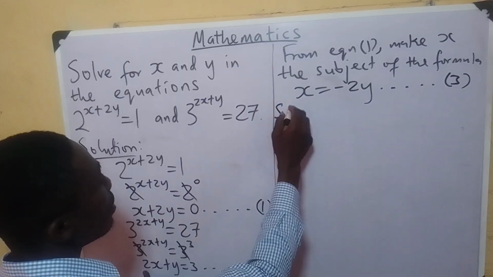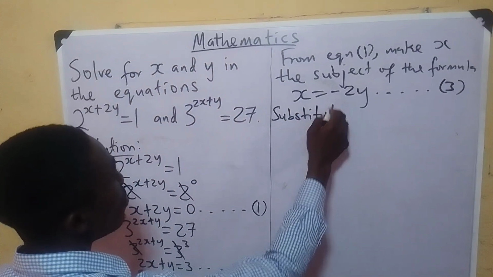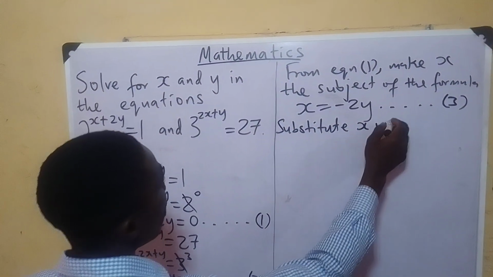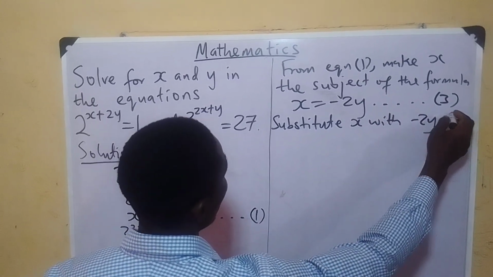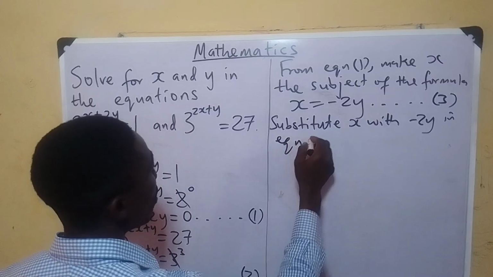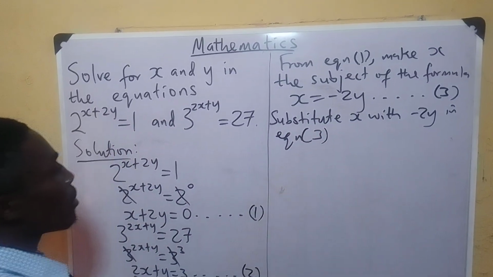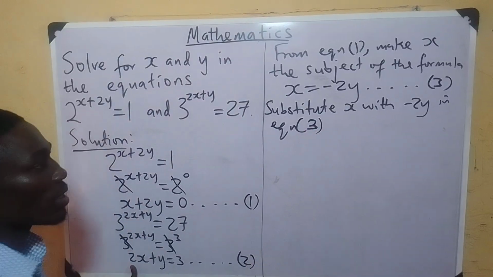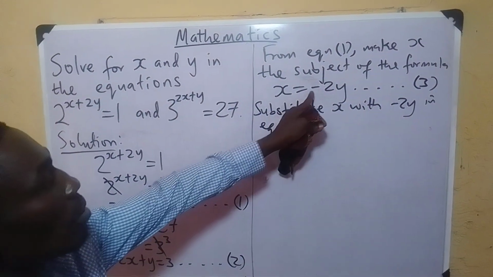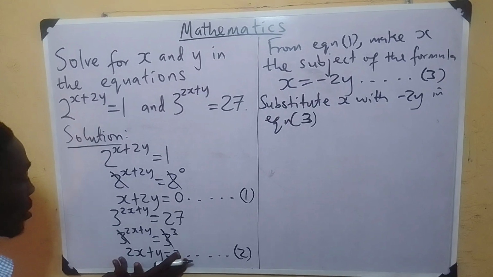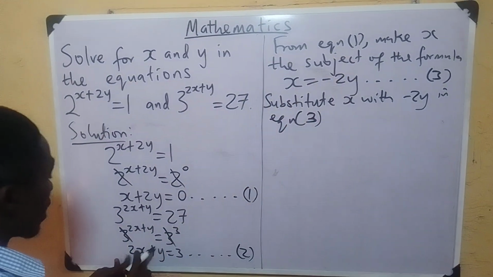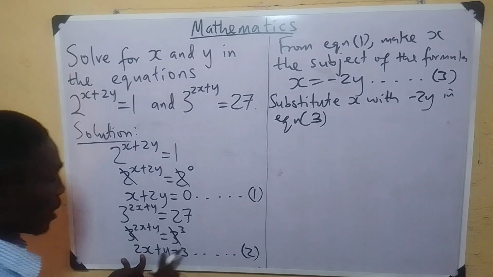Then we can now say, substitute x with minus 2y in equation 3. Since equation 3 now tells us that x is equal to minus 2y, it means that if you come to this equation 2, you can use minus 2y and replace x anywhere we see it. And that is what happens here.